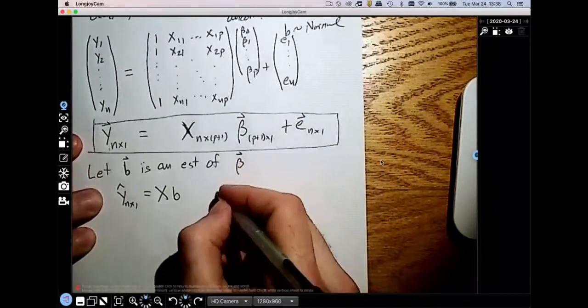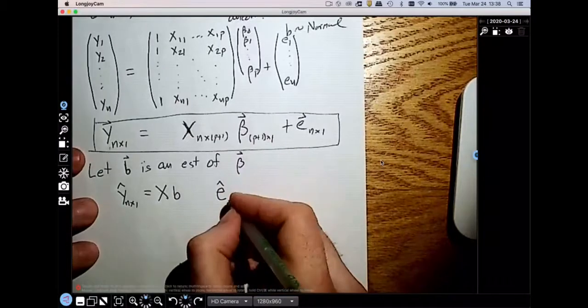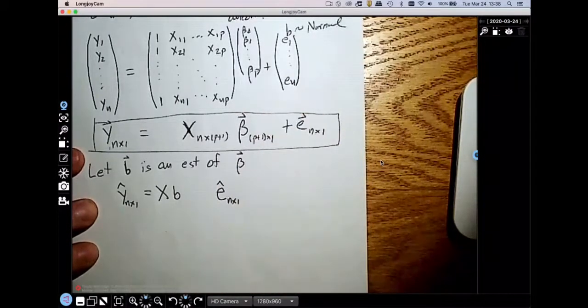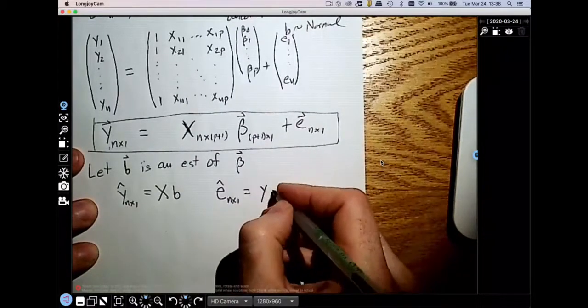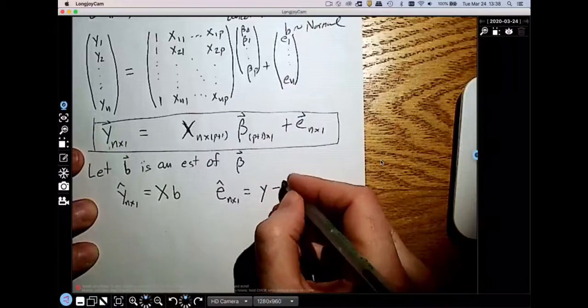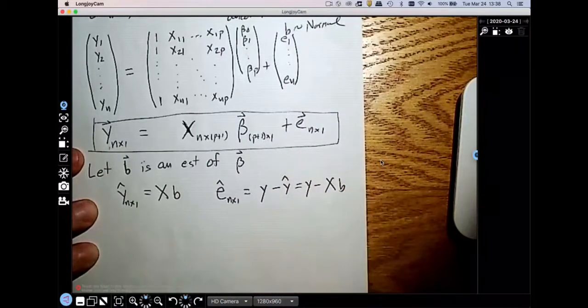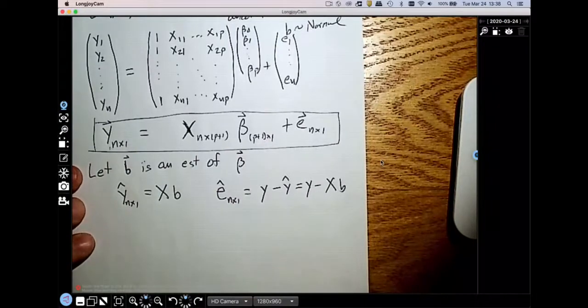I can also define my residuals. This is a residual vector, also n by 1. It's my estimator of e, which is y minus y hat, or y minus X times b, using the notation that I just established. All right, that's good.